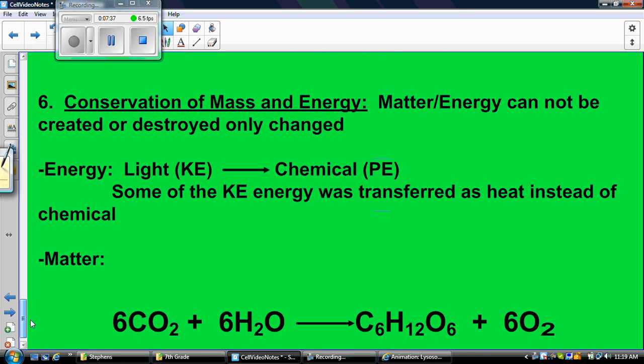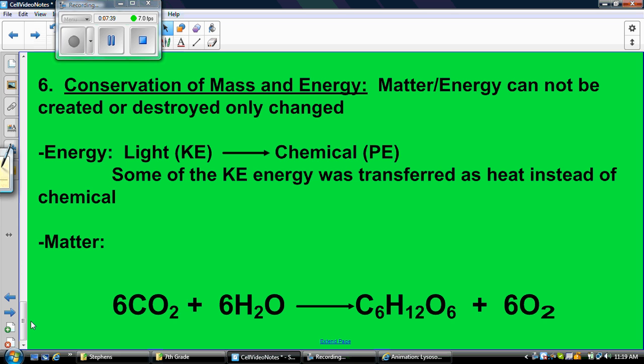Now, when we talk about the process of photosynthesis, we are going to be supporting two major theories in science. And you've heard about these before. The theory of conservation of matter or mass and the theory of conservation of energy. They both state that matter or energy cannot be created or destroyed, it can only be changed. Well, photosynthesis supports this theory. This is why this theory exists, because there's a lot of applications in science that support the theory.